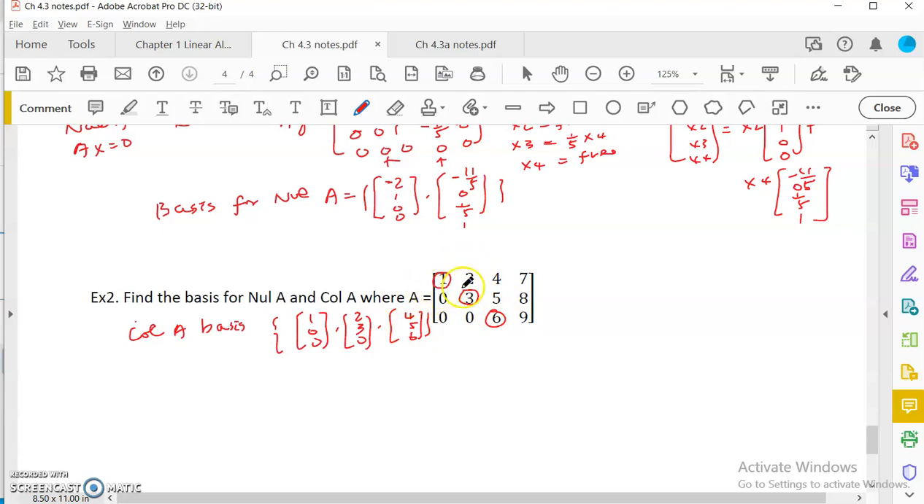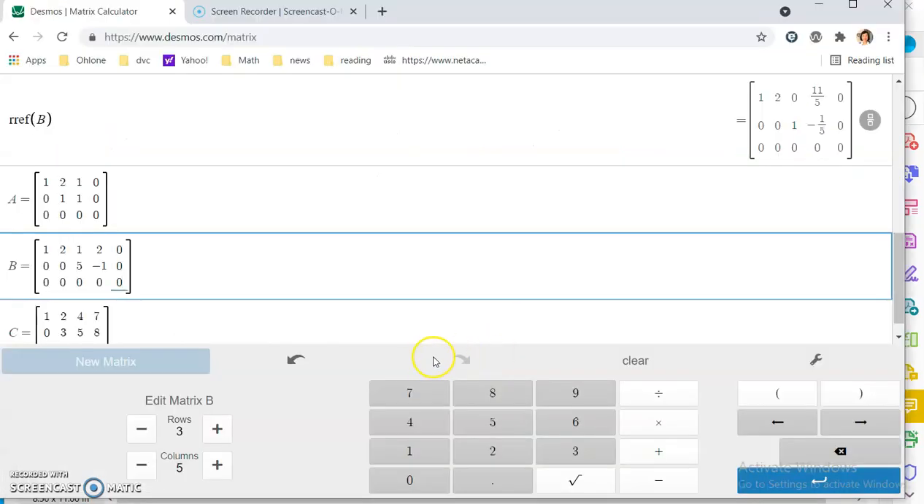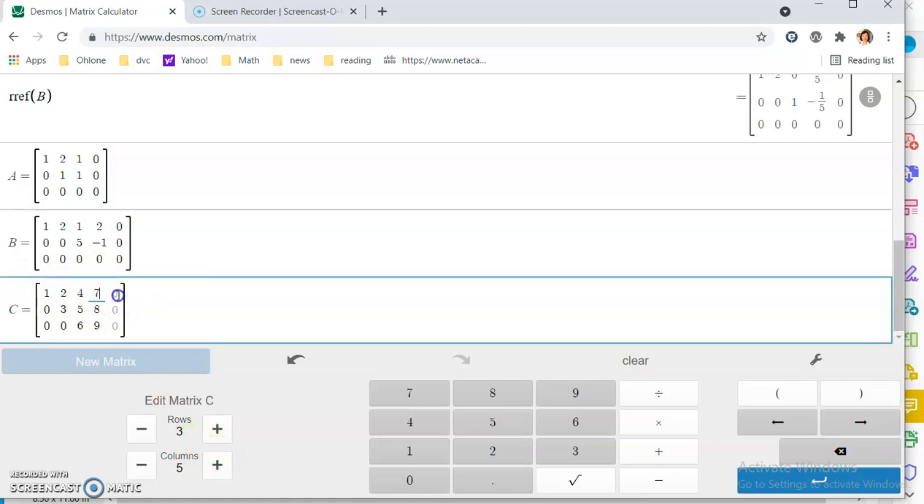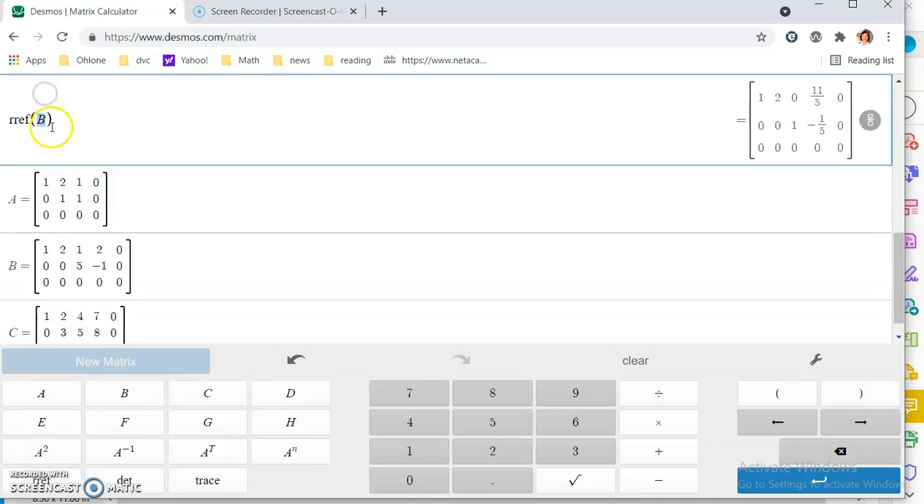If you have to do some work to do REF, your columns that are independent are the ones from before the REF. Okay. What about null A? Null A, I have to do some work, right? I have to solve AX equal to 0. And so that means I need to do 1, 0, 0, 2, 3, 0, 4, 5, 6, 7, 8, 9. I have it in C. I just need to add a column of 0, 0, 0, 0. And then I do a row reduction echelon of C.